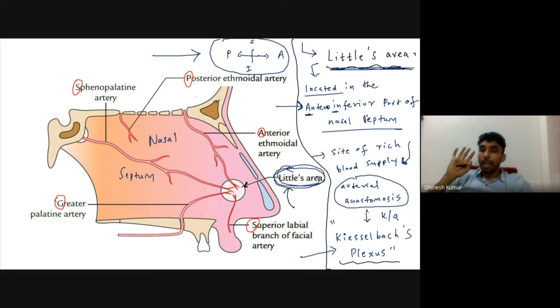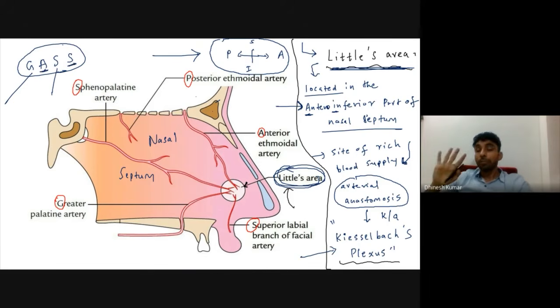Earlier, I have told you there are 5 arteries supplying the nasal septum, right? Out of these 5 arteries, except P, the remaining 4 arteries, namely greater palatine, sphenopalatine, then anterior ethmoidal and superior labial, take part in the arterial anastomosis called Kieselbach's plexus, which is located at the so-called Little's area. So this may be an MCQ question.